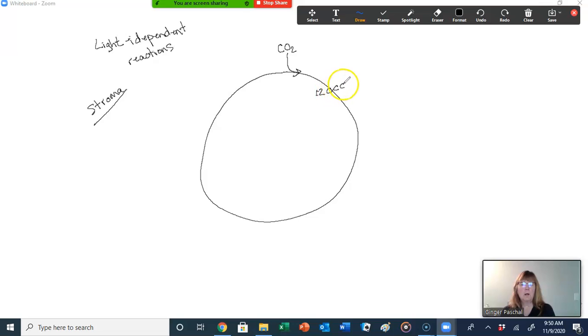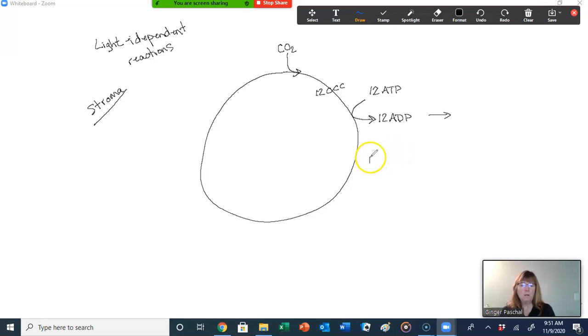3-carbon molecules. And in order to continue this process, we have to add 12 ATP. Those 12 ATP came from the light-dependent reaction. And we're going to actually put the energy of those ATP into this process. And when we do that, we get 12 ADP that can then go back to the light-dependent reaction and pick up more light energy.